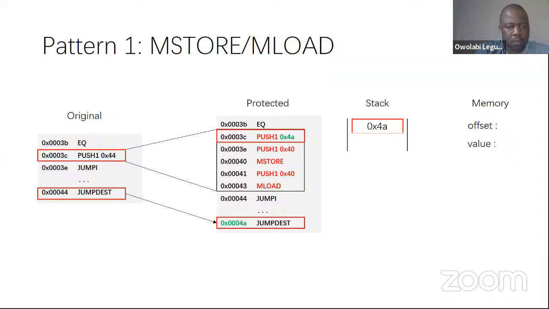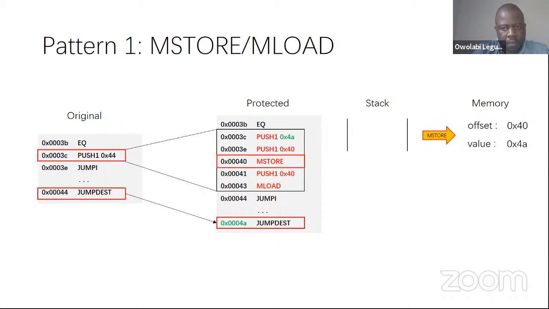After a series of calculations, we get the new jump address and push the new address into the stack. Then we push the offset of memory into the stack. This offset will be used to store the value of the jump address in memory. Now we have two values in the stack, and we use MSTORE to store the second value into memory, where the first value is its offset.